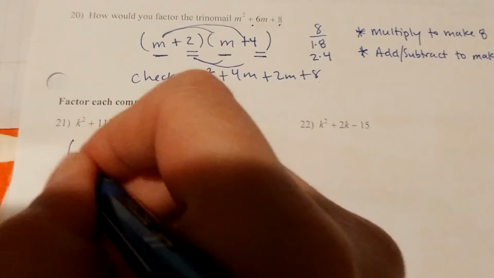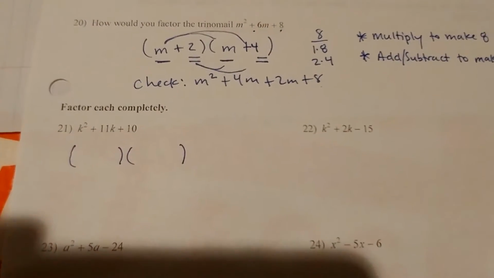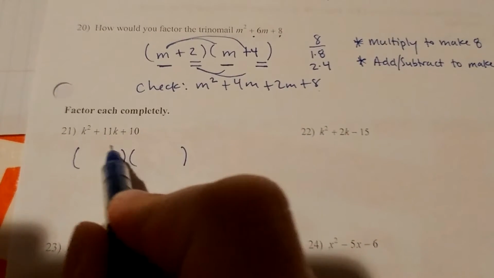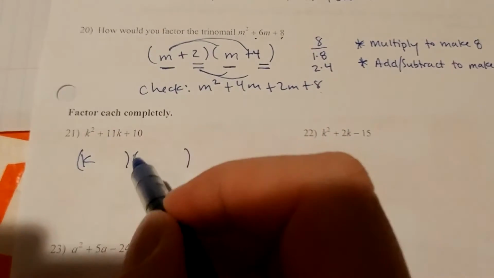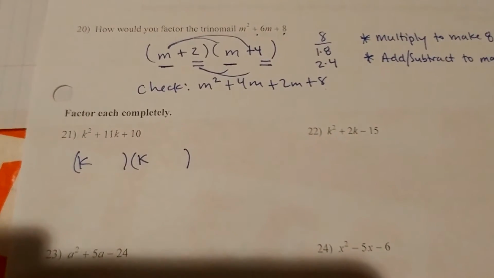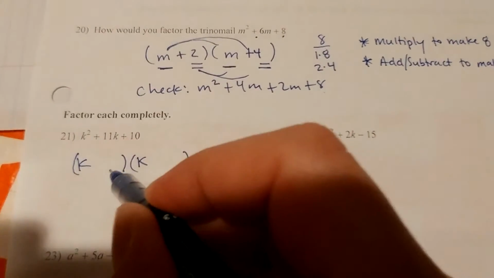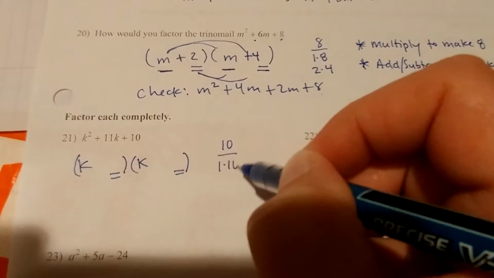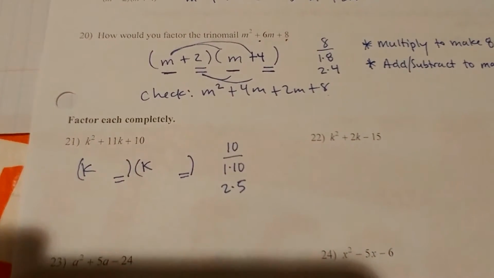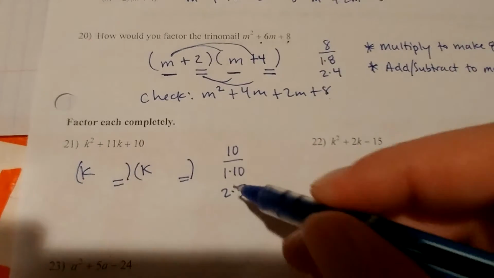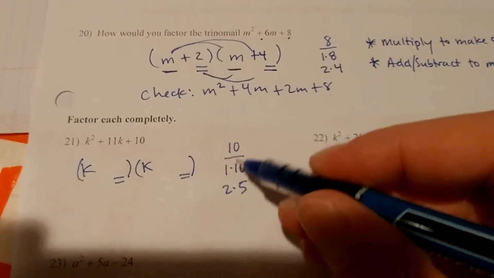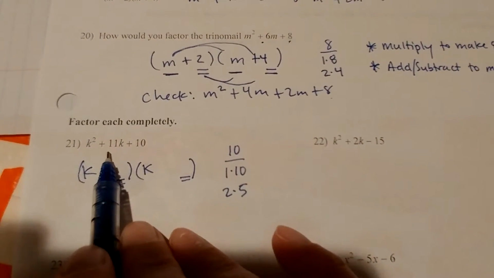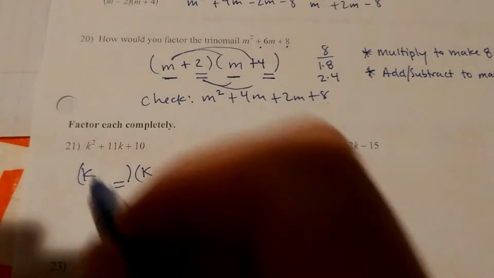Factor each completely. Okay, it's a trinomial, so we're going to factor it into 2 parentheses. What goes here and here has to multiply to make k squared. So that's going to be k and k. What goes here and here has to multiply to make 10. So it could be 1 and 10 or 2 and 5. But we have to pick the pair of numbers that not only multiplies to make 10, but also adds or subtracts to make 11. So which one is it? 1 and 10.